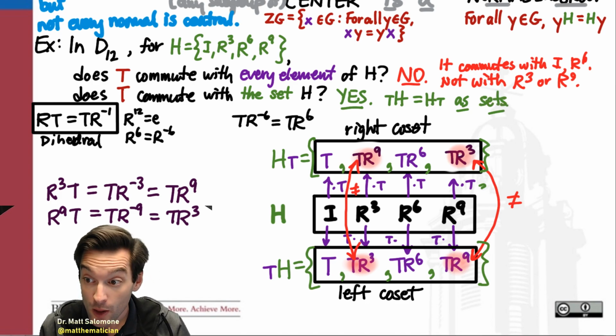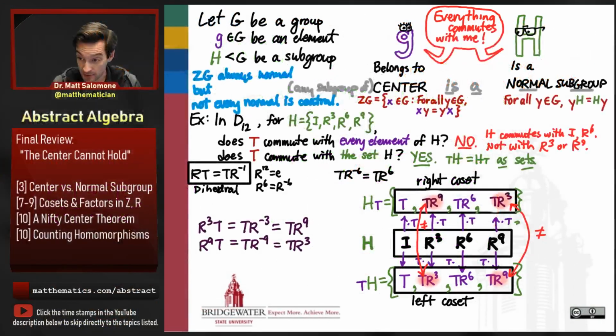And it's that equality as sets that defines a normal subgroup, right? In fact, because T and R generate the dihedral group, this turns out to be a sufficient check to show that H is a normal subgroup of D12.